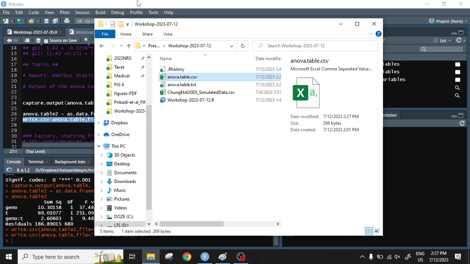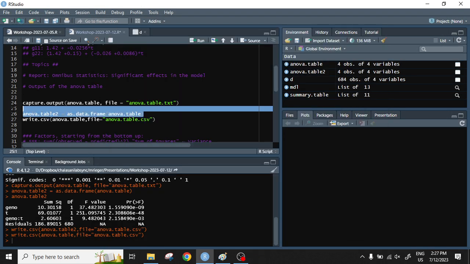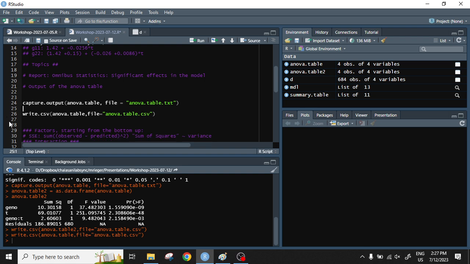Just kidding. Apparently, you don't need to do this step at all. So you can just use the write CSV function. I didn't know that. I thought you had to convert it to a proper data frame first. So apparently, the write CSV function is smart enough to know that if it isn't in the proper format, it's going to force it to be the proper format and then write it out. So yeah, you can just use write CSV.